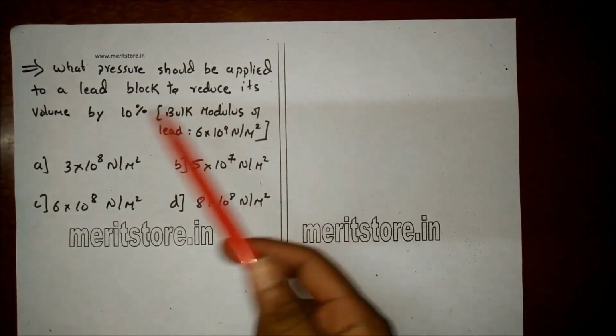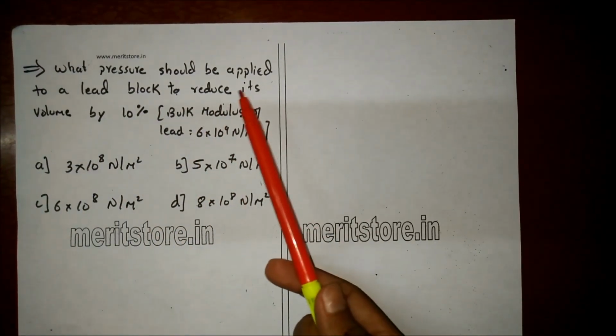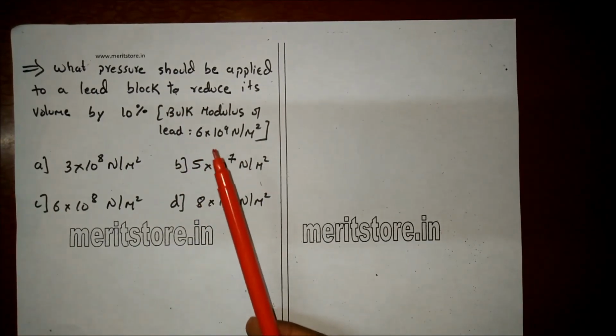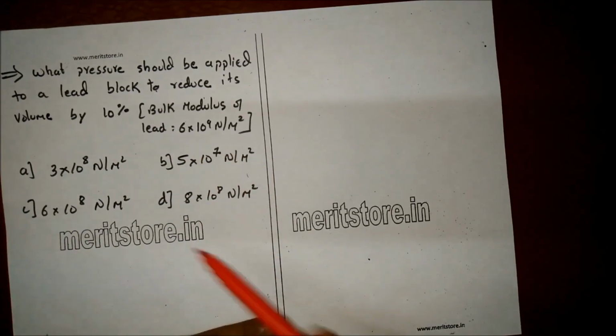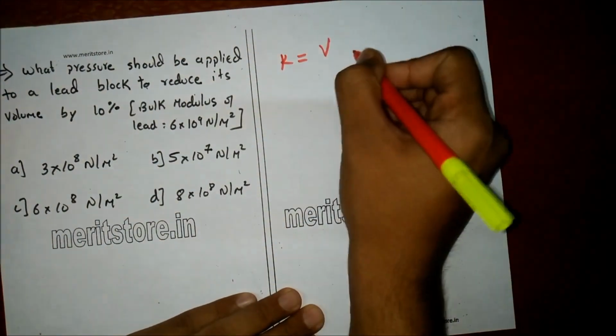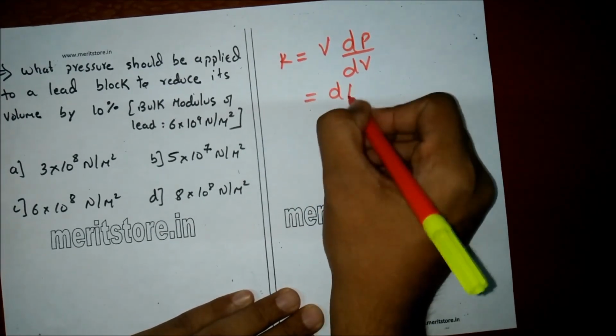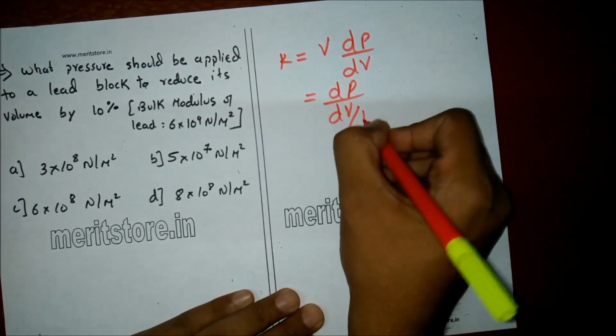What pressure should be applied to a lead block to reduce its volume by 10%? The bulk modulus of lead is 6 × 10 raised to 9 Newton per meter square. These are the options. Now the bulk modulus is given by K is equal to V dP upon dV, which is equal to dP upon dV divided by V.